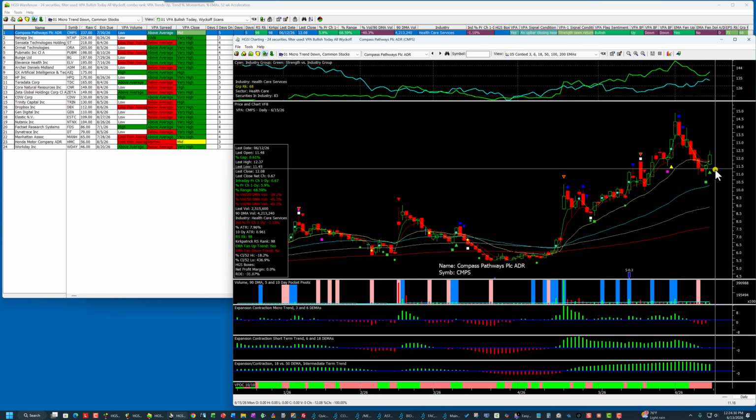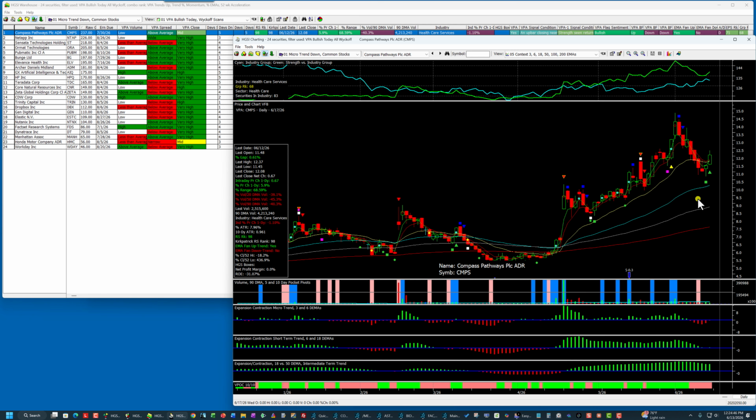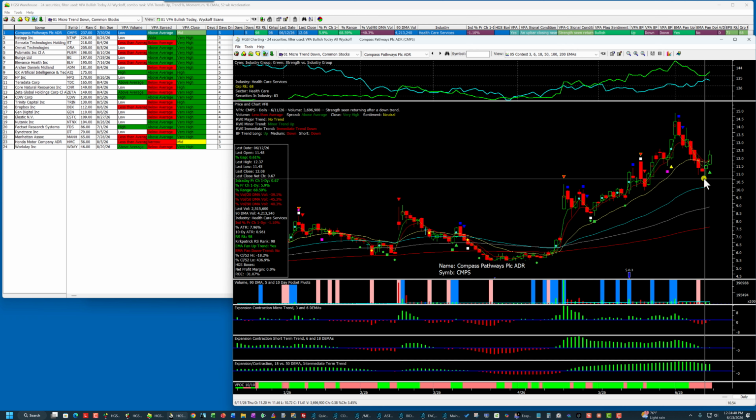So by using this bullish today Wyckoff scan in conjunction with a micro trend down, I'm looking for stocks that have just pulled back and may be going up again. So if we click on this here, you can see right there on this day the sentiment is neutral, less than average volume, spreads above average, closes very high. But the sentiment is neutral. Let's look at the next day.